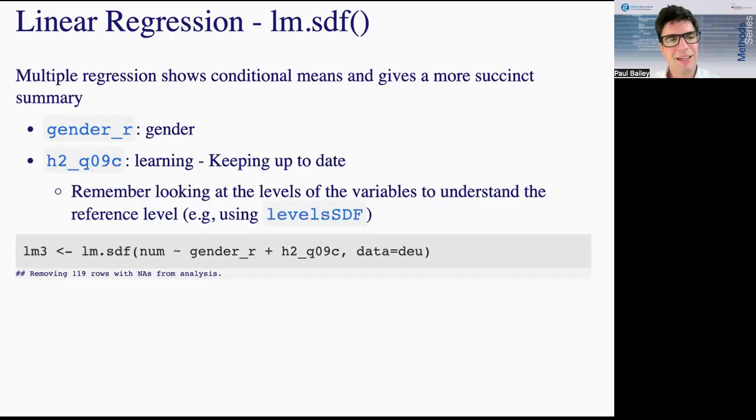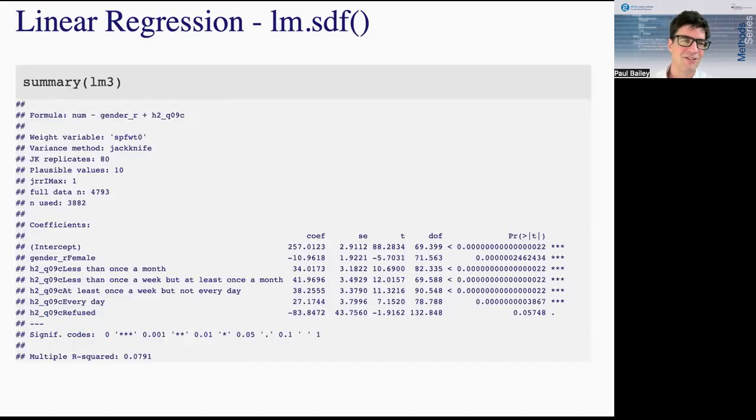Here's a bivariate regression where we're adding in keeping up to date on learning to the regression, and then the output for this just adds the covariates for that additional portion of the regression.